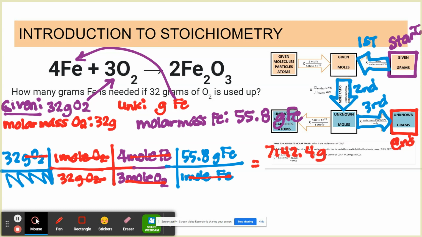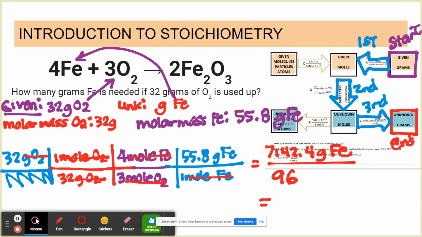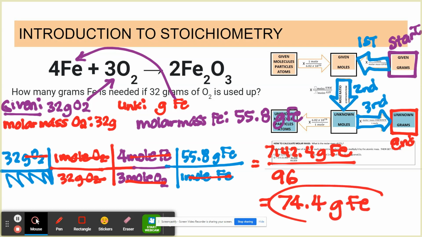That's 7,142.4 grams of Fe over, multiply everything at the bottom right there. Okay. Hey Google, 32 times 3 times 1. Okay, and that's going to be 96. Right. Hey Google, 7,142.4 divided by 96. Okay, and that's going to be our final answer right there. You see it? All right.